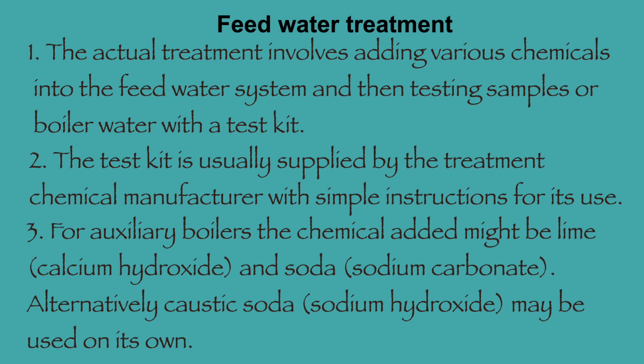The actual treatment involves adding various chemicals into the feed water system and then testing samples of boiler water with a test kit. The test kit is usually supplied by the treatment chemical manufacturer with simple instructions for its use. For auxiliary boilers, the chemicals added might be lime, calcium hydroxide, and soda, sodium carbonate. Alternatively, caustic soda, sodium hydroxide, may be used on its own.